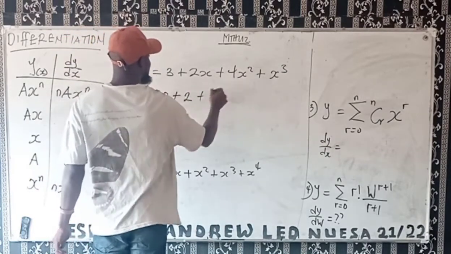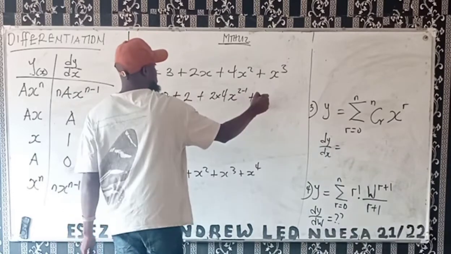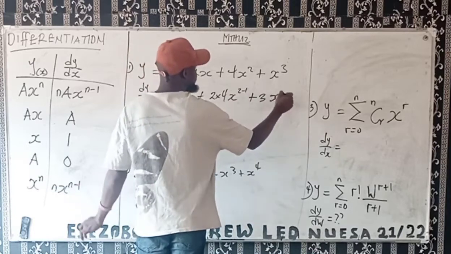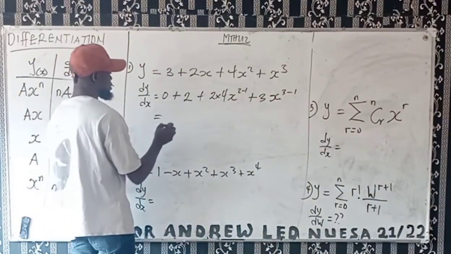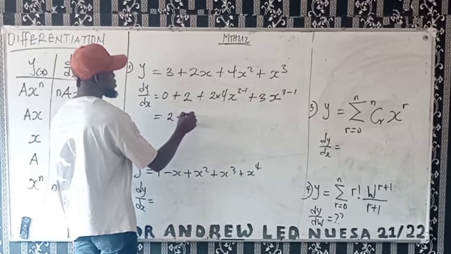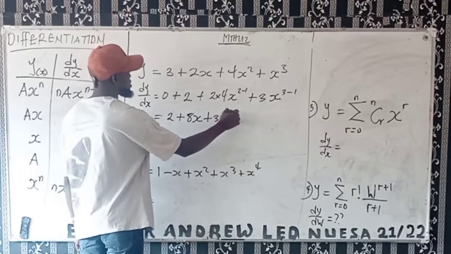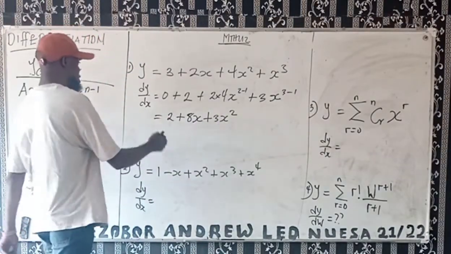Differentiate this one. We multiply 2 times 4, then 2 minus 1, plus 3 times x. Remember, the 3 times x, then 3 minus 1. So that will give us 2 plus 8x plus 3x squared. That's what I'm going to have. So now you can leave it this way, or you can just rearrange it.